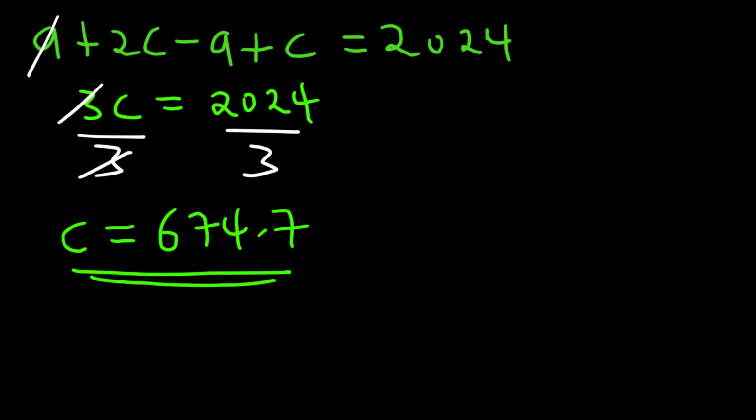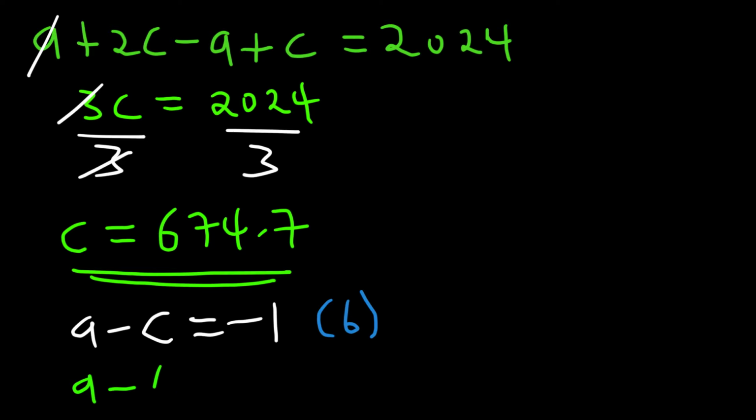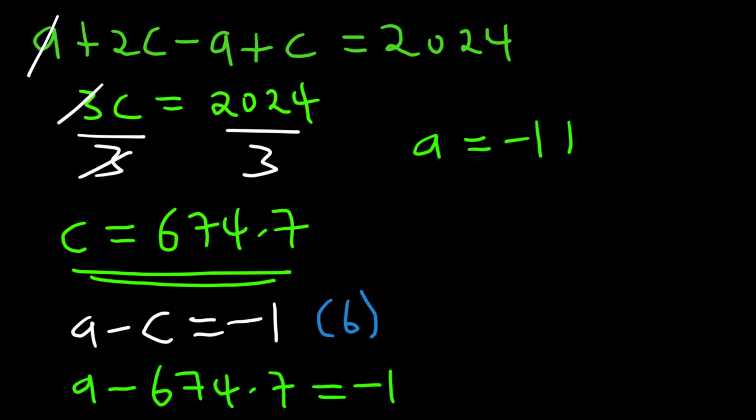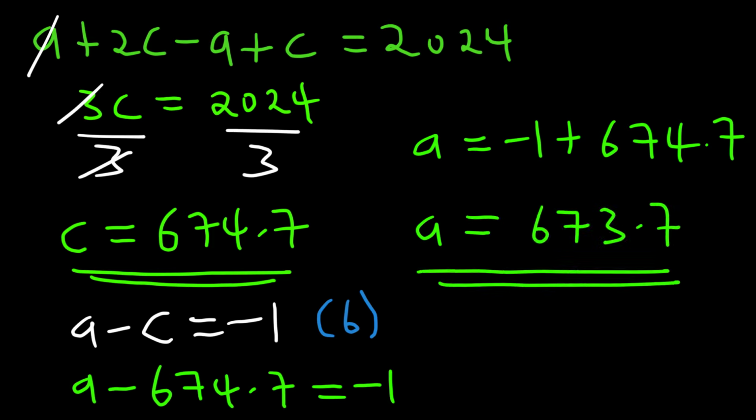And from equation 6 we had a minus c equaling to -1. This was equation 6. If we substitute in c, we shall have a minus 674.7, and this will be equal to -1. And therefore a will be equal to -1 plus 674.7. This will give us a equaling to 673.7. Therefore, that's how you can solve such a system of equations.